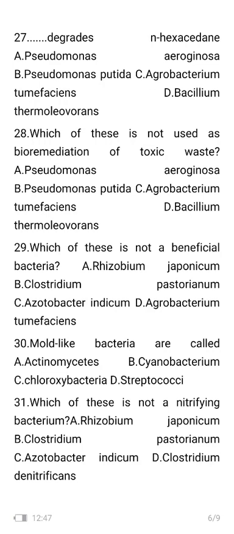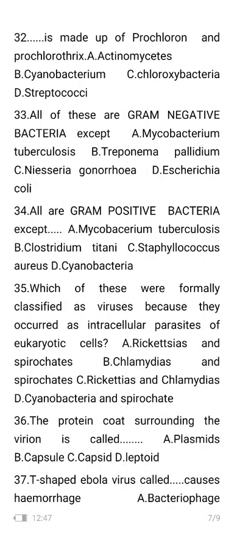Take note of that. Number 32, dash is made up of prochloron and prochlorothrix. The answer is Chlorobacteria. Please, it is not the actinomycetes, it is not the cyanobacterium, and it is not the streptococci. It is the Chlorobacteria.